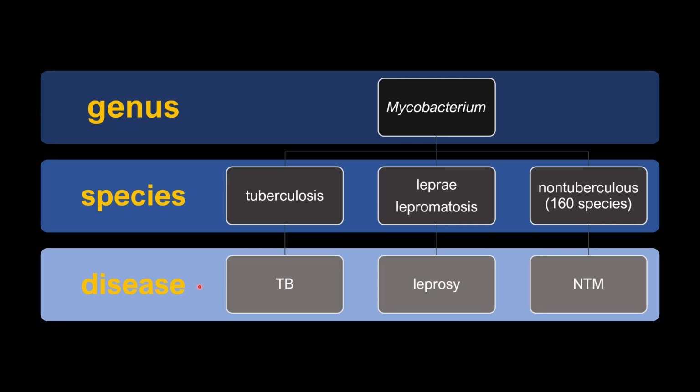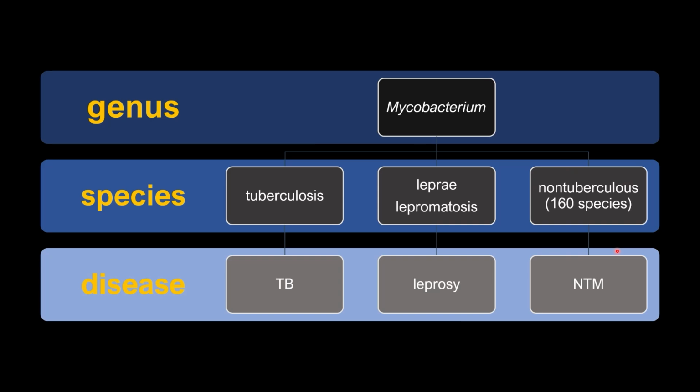Let's start out at a really high level and talk about how we classify this disease. So remember from biology that we have genus and then species. And the genus that we're talking about is Mycobacterium. And then within that genus, we have a few different species that cause specific diseases, like tuberculosis causes TB. Leprae and lepromatosis cause leprosy. Now, these three species are not included in the nontuberculous mycobacterium species. So everything else is considered nontuberculous mycobacterium.